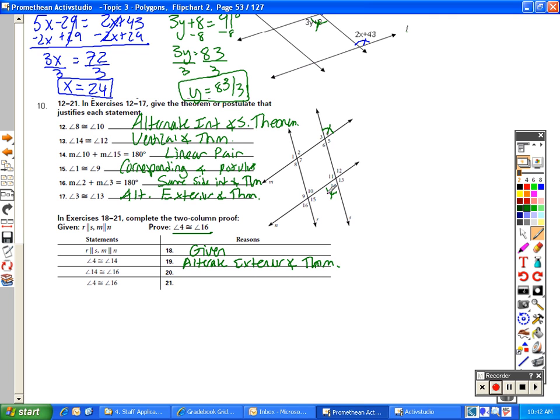Why is 14 congruent to 16? Because they are a pair of corresponding angles. So let's look at these two. What's happened here is this one ended in 14, this one began in 14. It's almost like we can cross them out. We can set them now equal to each other by the transitive property.